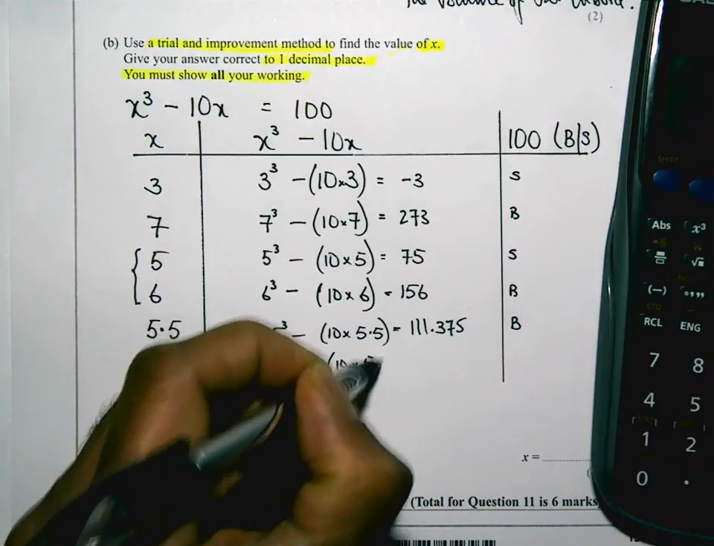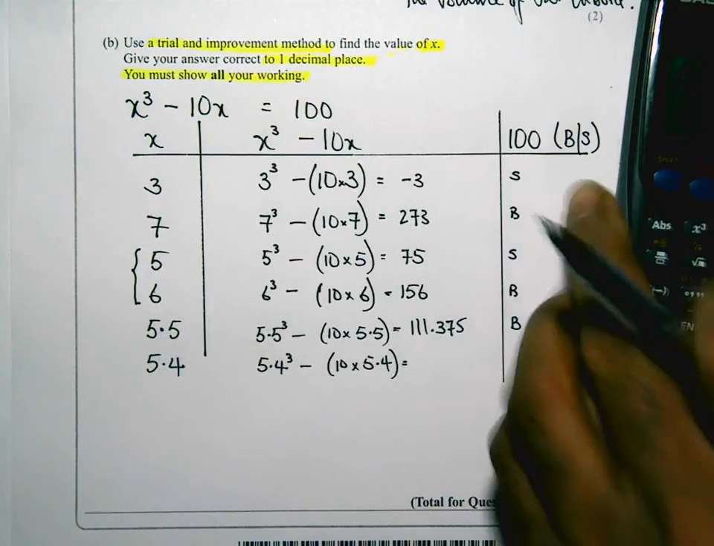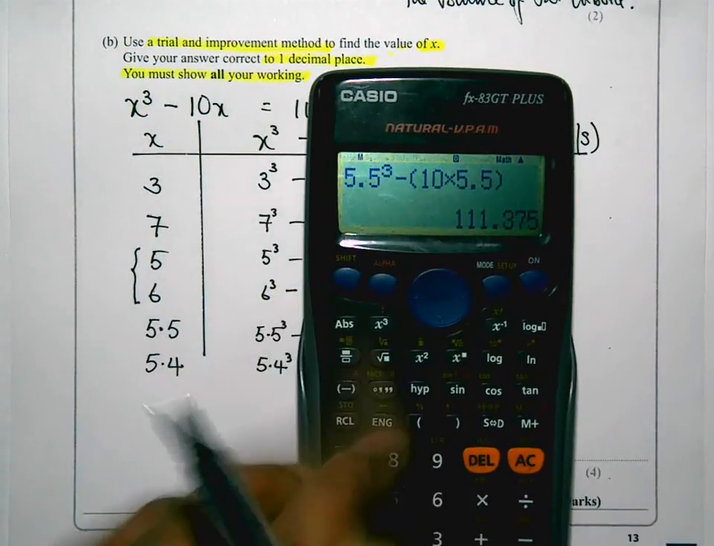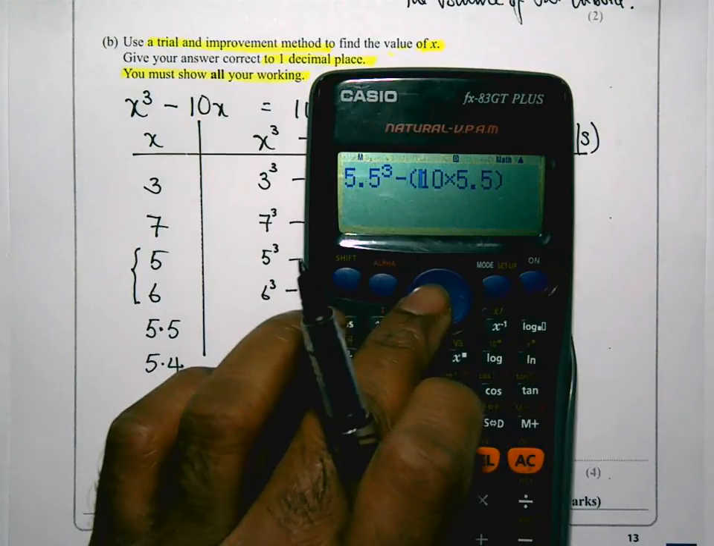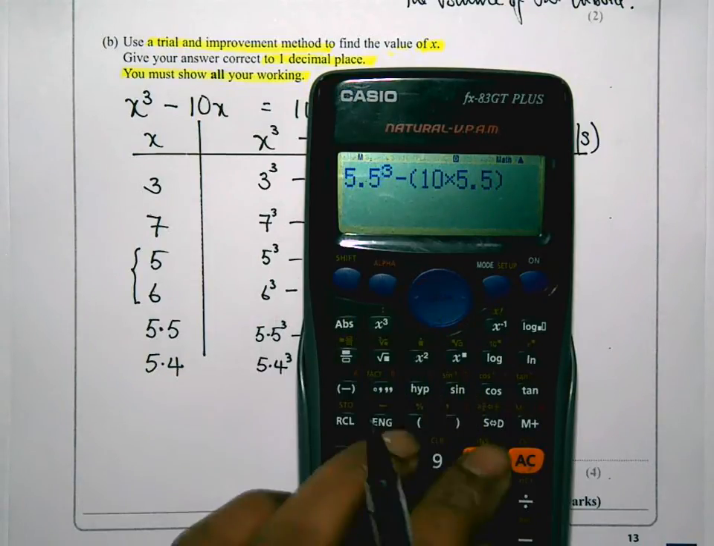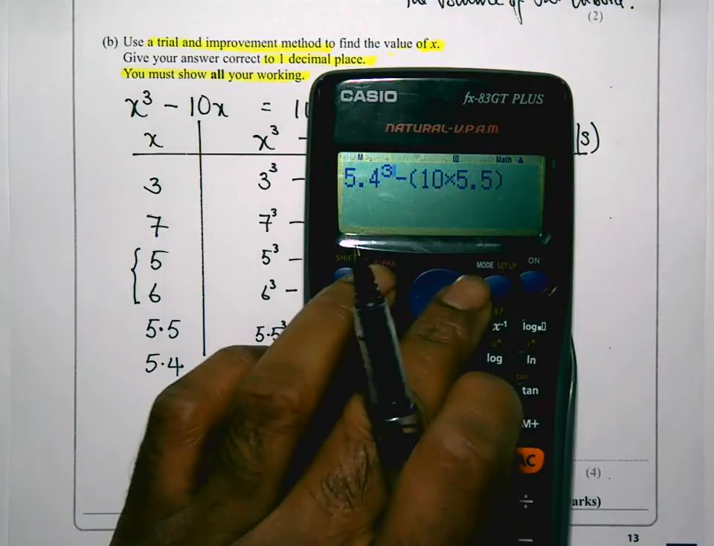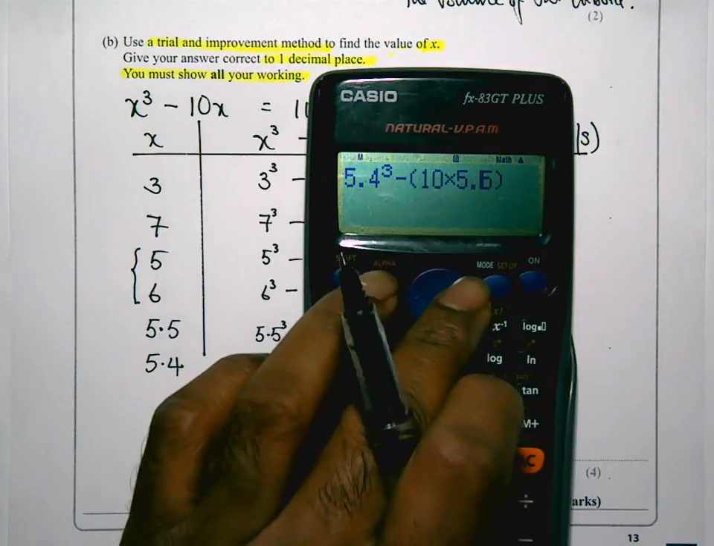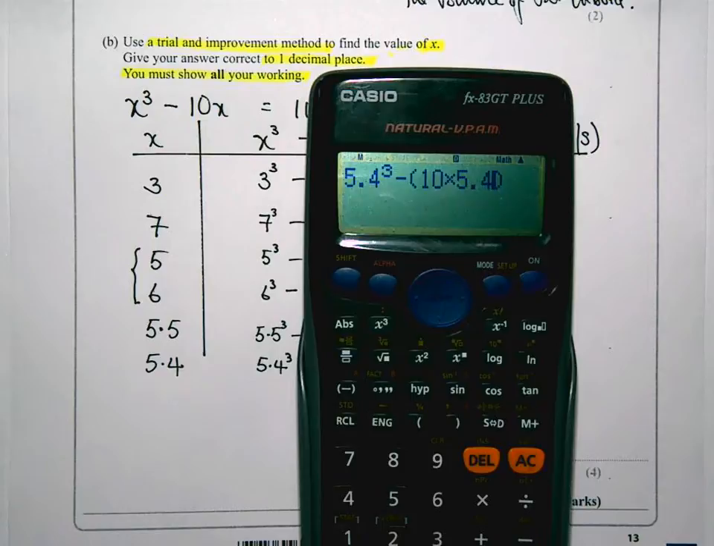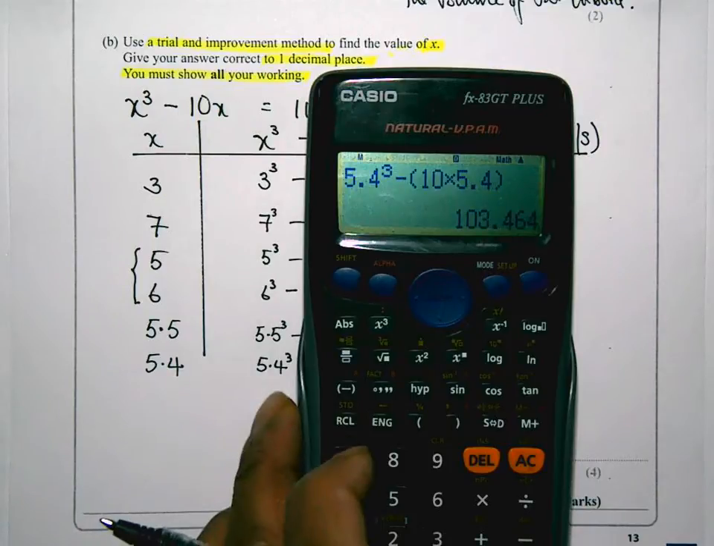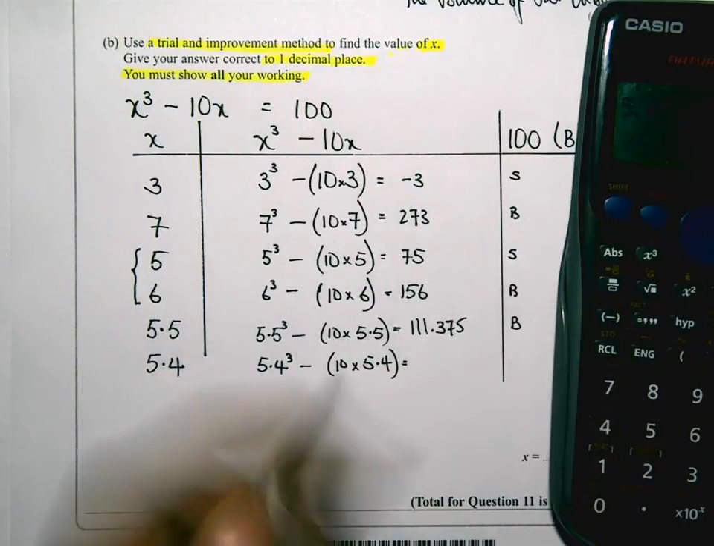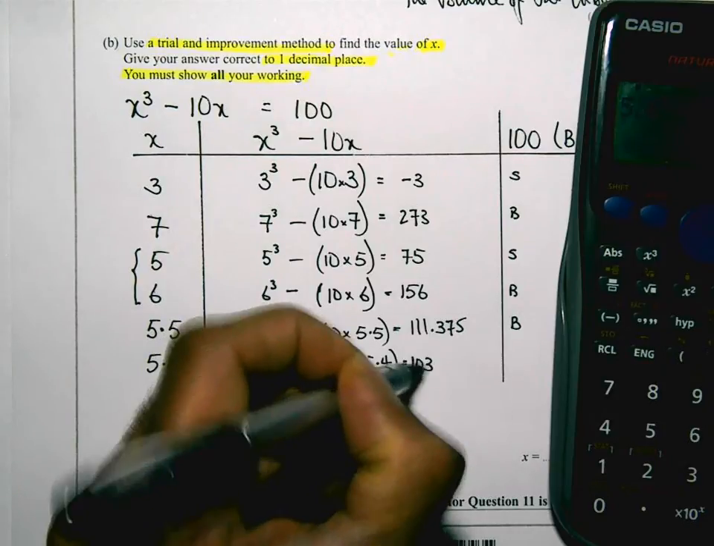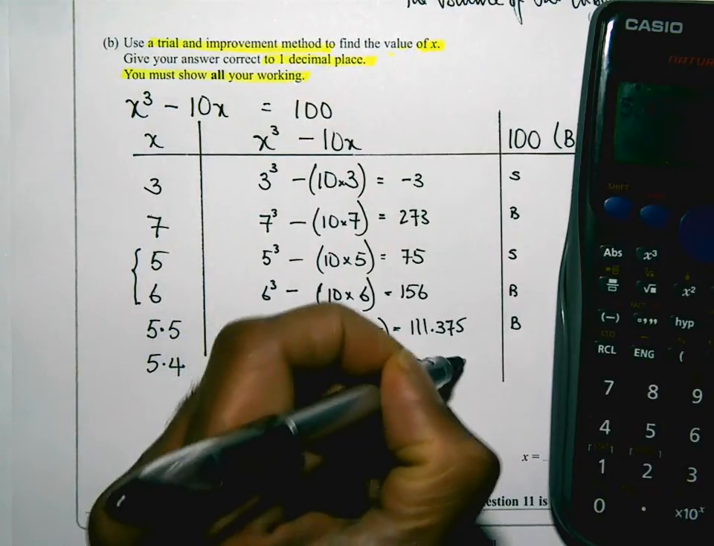I'm going to use the replay button to actually hasten this up. So if I go backwards, delete, change the 5 to a 4, and go back to the other one. That's 103.464. And that's still too big. I'm going to try 5.3 now.